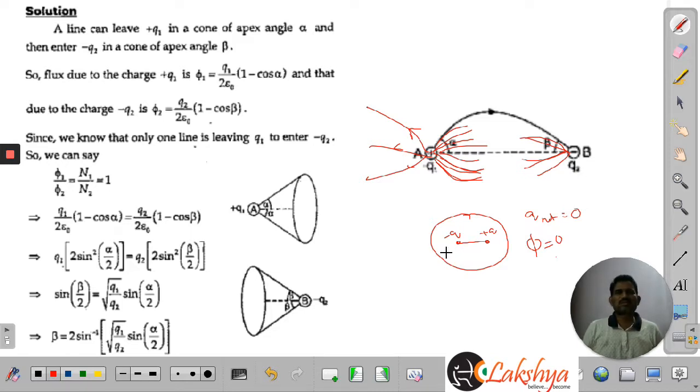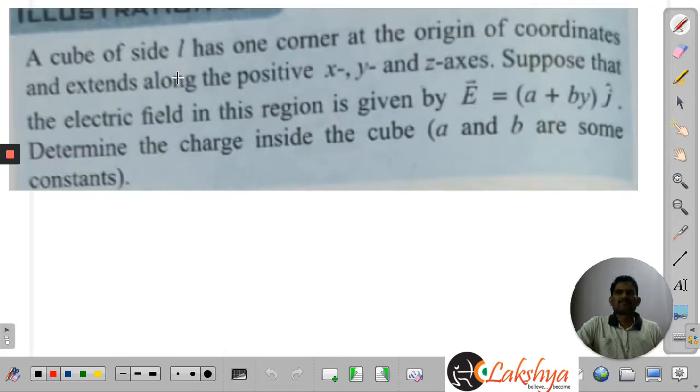The other model is, they will give the electric field, and when the electric field is given, then we need to calculate the charge enclosed by the Gaussian surface. How much charge is present in the Gaussian surface, we need to calculate there. And so let us see one such example here. So see this problem now.